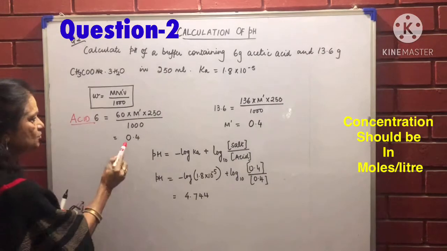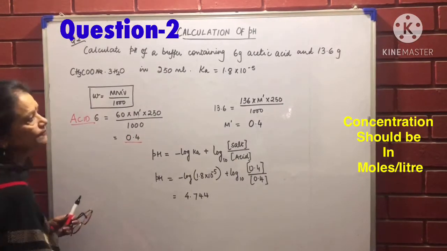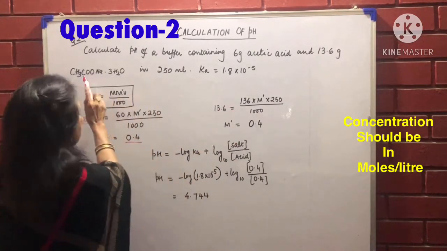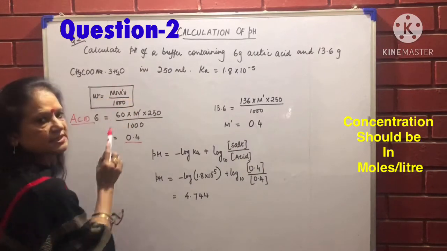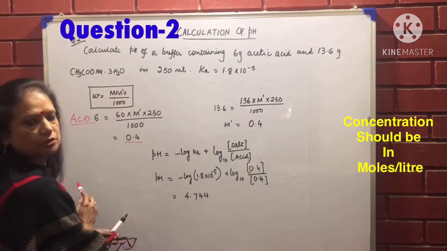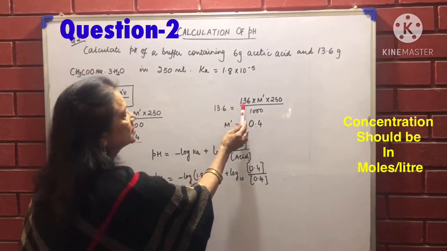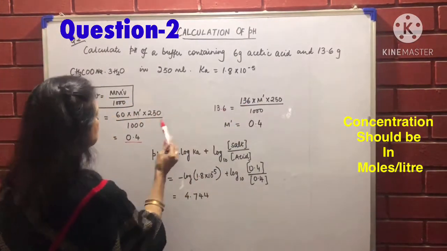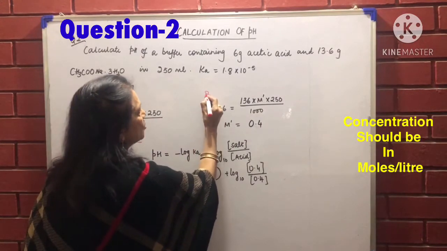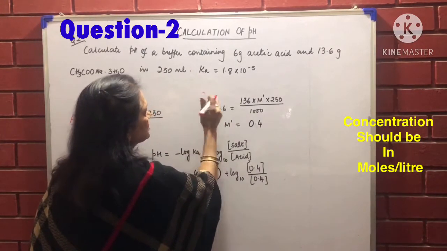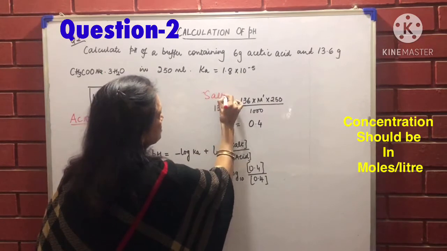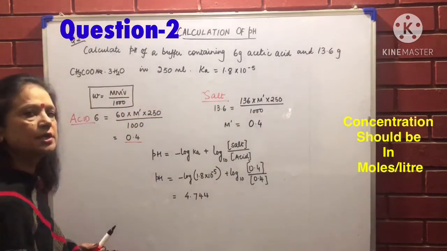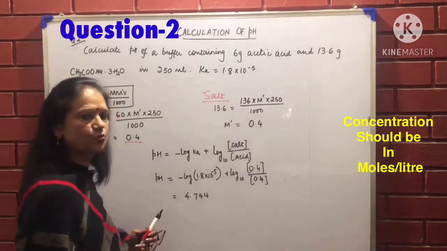And upon 1000, the answer is 0.4. Similarly for this, first find out the molecular weight of sodium acetate, including the water of crystallization. You get the molecular weight as 136. So the same formula I have used here also when I want to find out how much of the salt is present. So this is the amount of the salt, again coming m dash as 0.4.